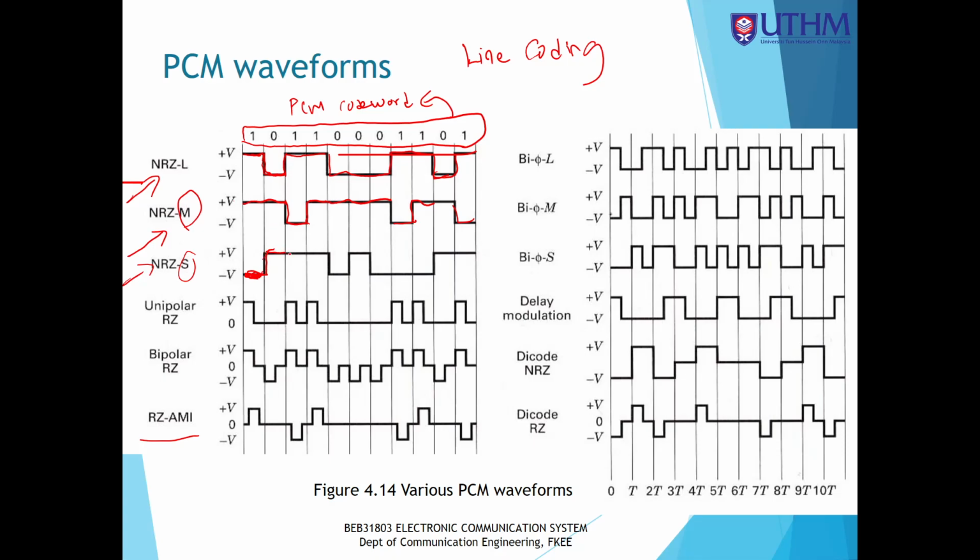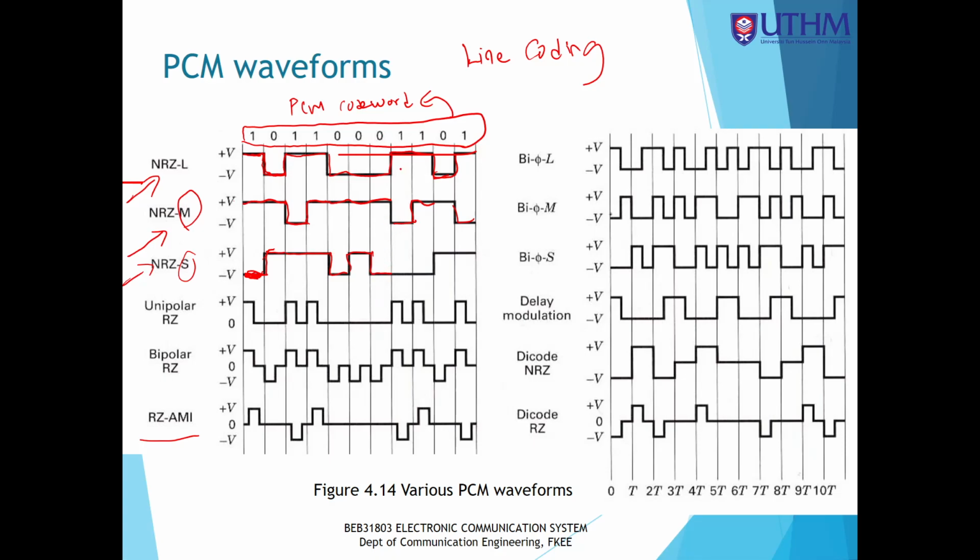And then input logic 1, no change. Input logic 1, no change. Input logic 0, so now it will change the polarity from positive to negative. And then input logic 0 again, change polarity to positive. And then input logic 0 again, so it will change polarity from positive voltage to negative voltage.